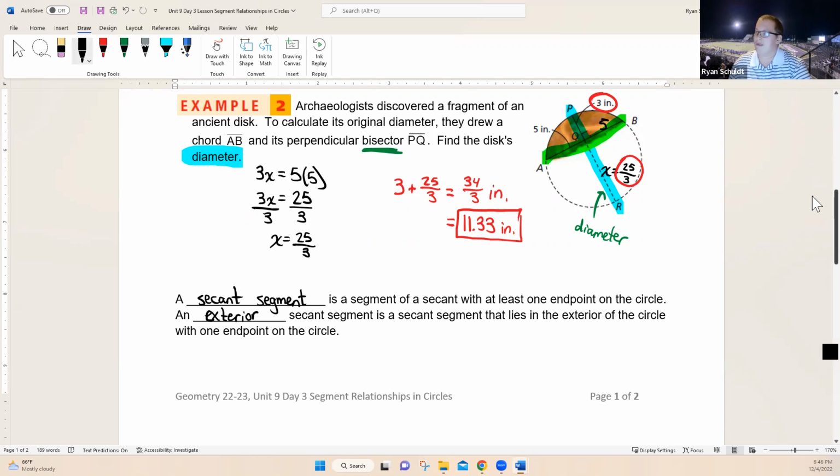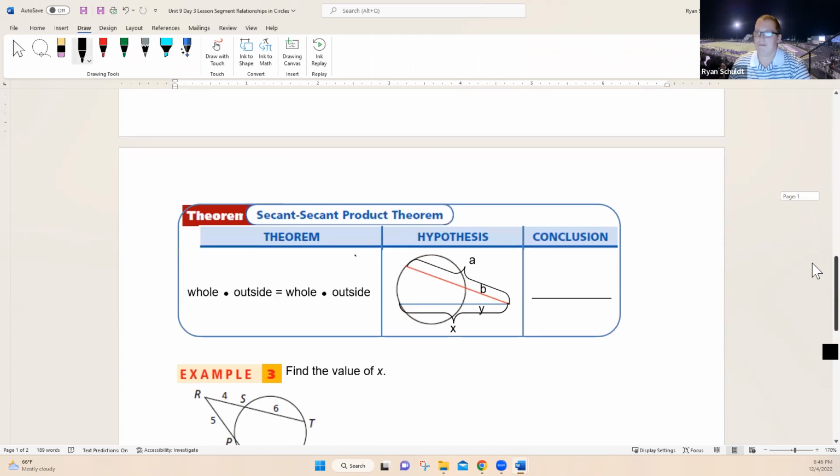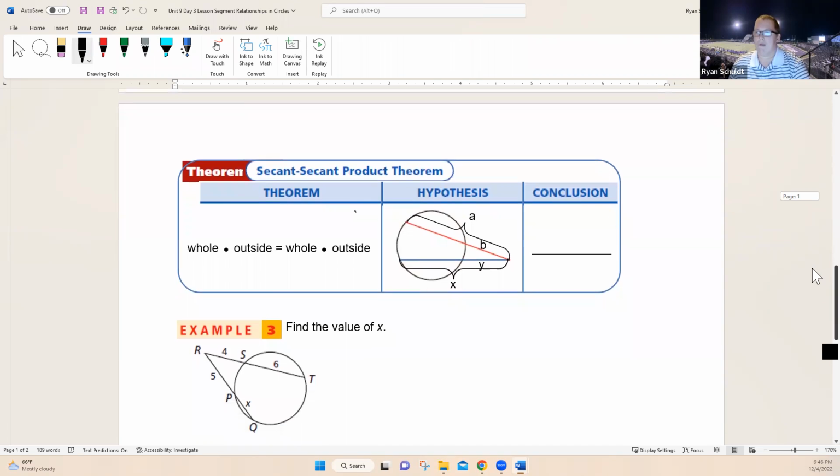So let's look at one. Well, let's go to the next page. Boom, there we are. So the secant product theorem, what it's saying is a secant goes through the circle. So like this line right here, this orange line, that is a secant segment. One's outside the circle, it goes in, and the other one ends on the circle. So that's a secant segment.